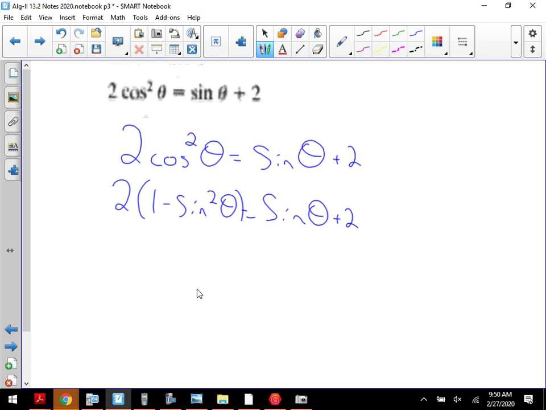Wait, how is it 1 minus? It has to do with the units.